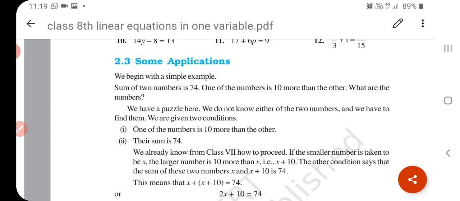And the transposition method: when you apply the transposition method, any term from one side of the equation can be transferred to the other side by changing the sign. Addition changes to subtraction and subtraction changes to addition, multiplication changes to division and division changes to multiplication. Transposition is just a shortcut of the procedure of the balancing method.